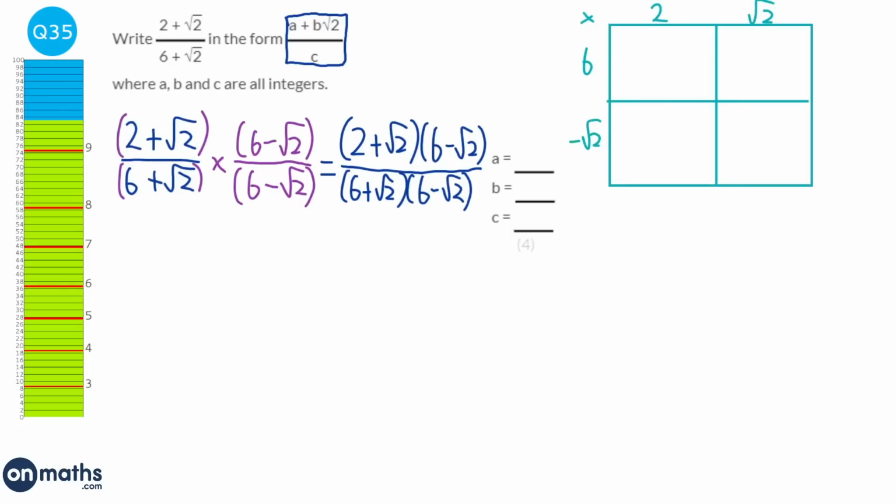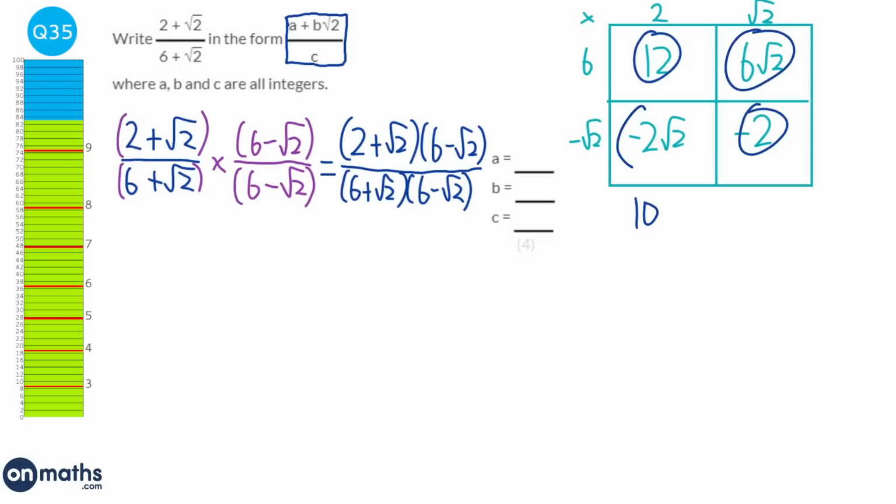So 6 times 2 is going to be 12, and that's going to be 6 root 2 minus 2 root 2, and then that would be minus, and a positive is a negative, and then root 2 times root 2 is just going to be 2. And so when we add these two together, we're going to get 10. When we add these two together, we're going to get plus 4 root 2.